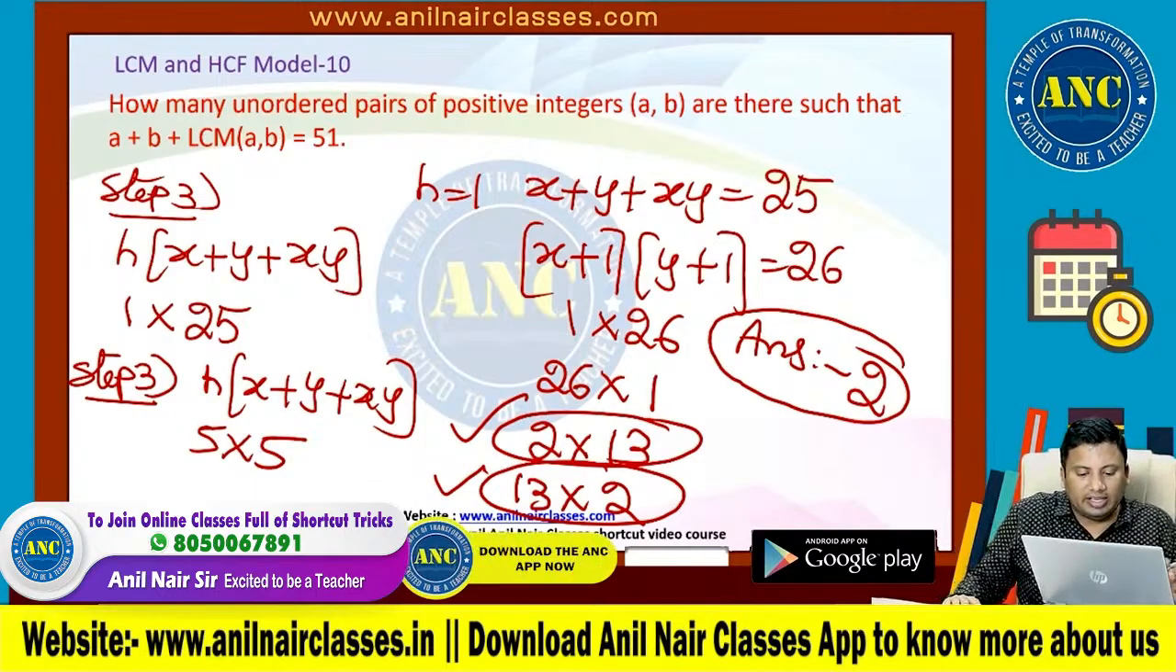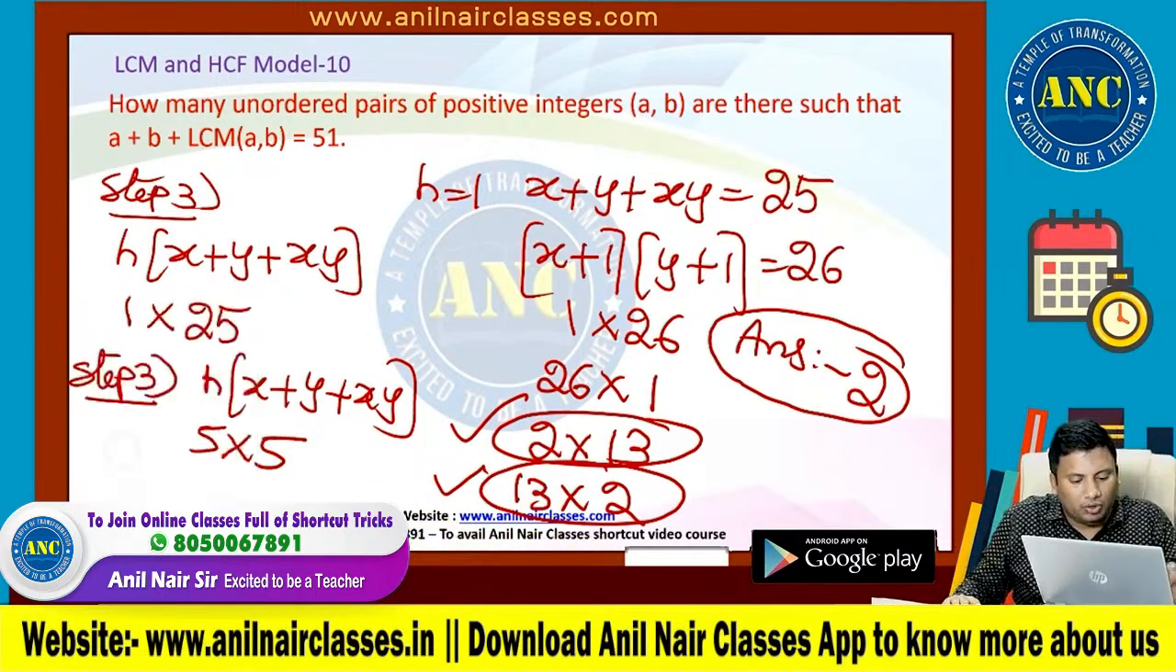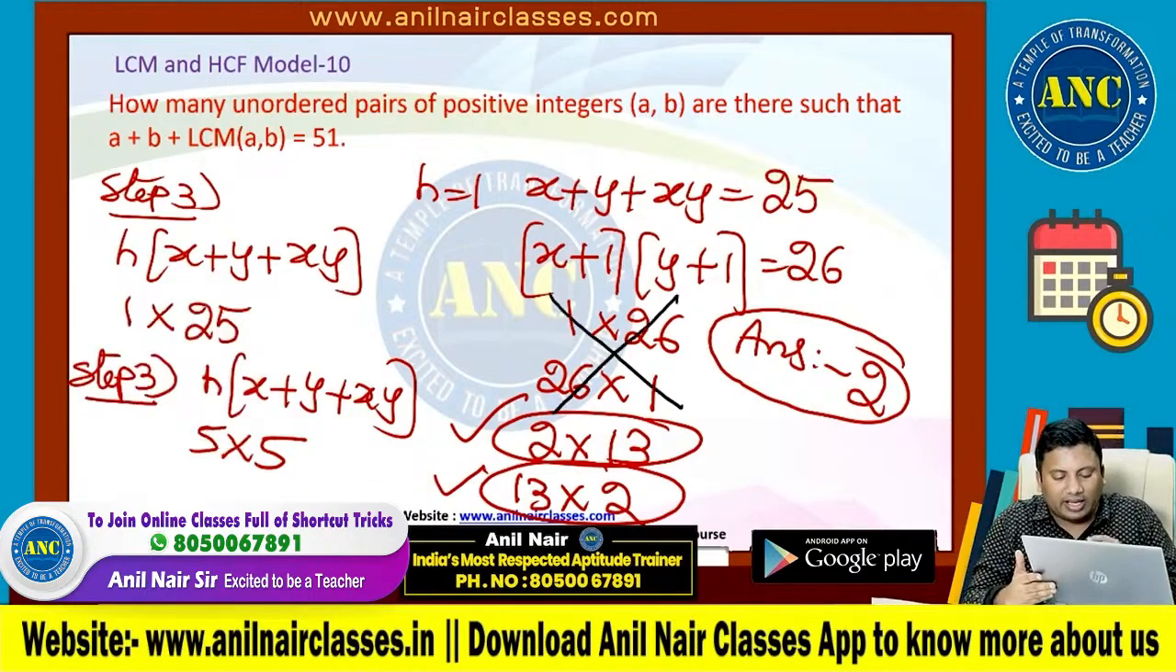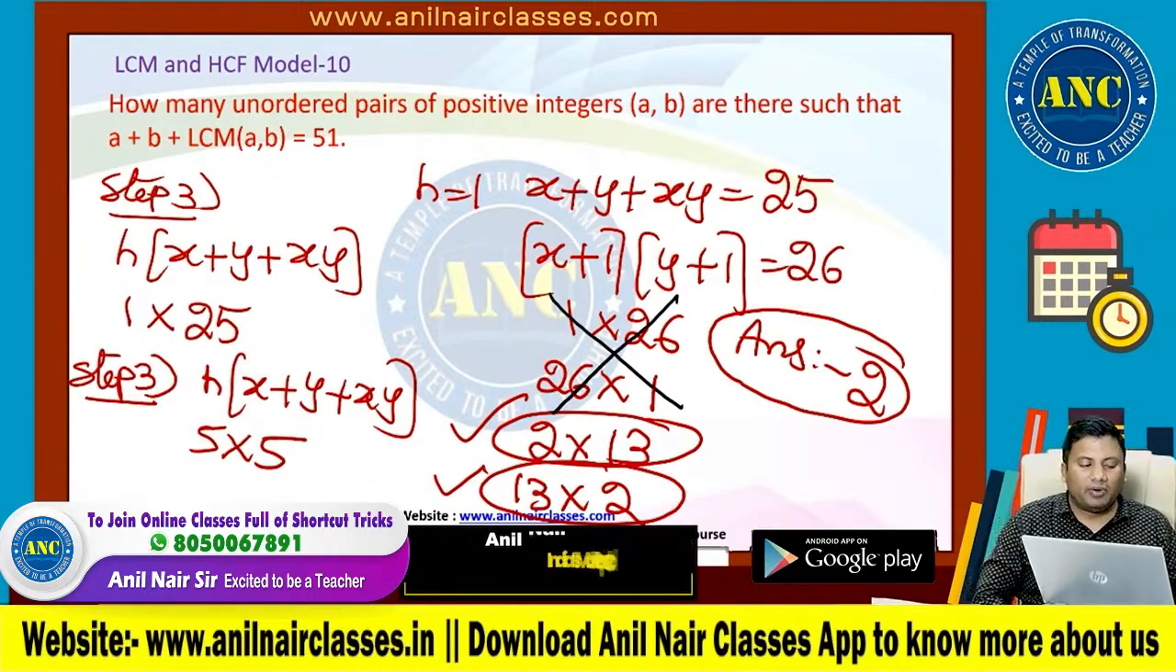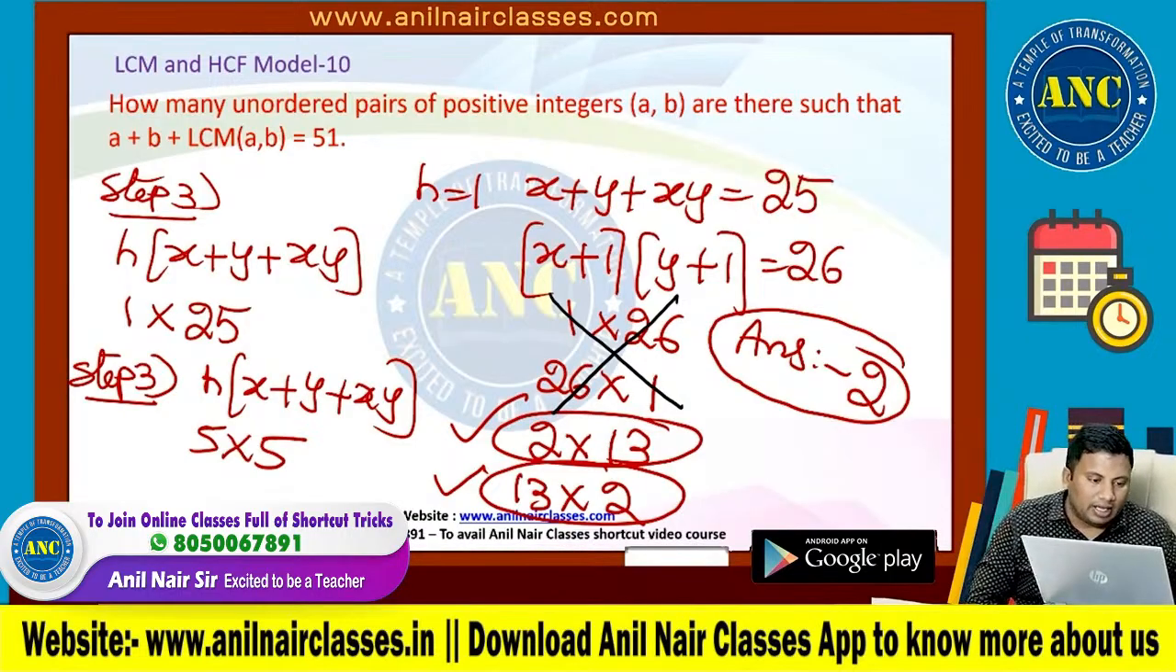Till here is it clear? Why only 2 is there? Because here also x ≠ 0, y ≠ 0. X and y cannot be 0. Till here any doubts?